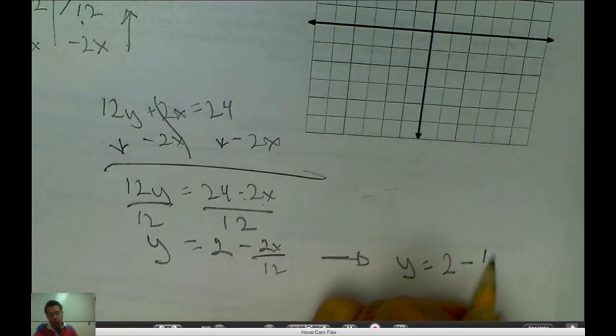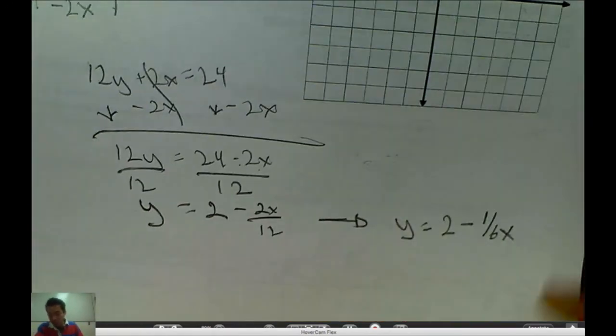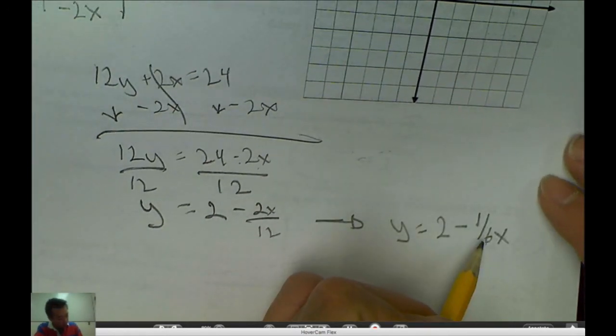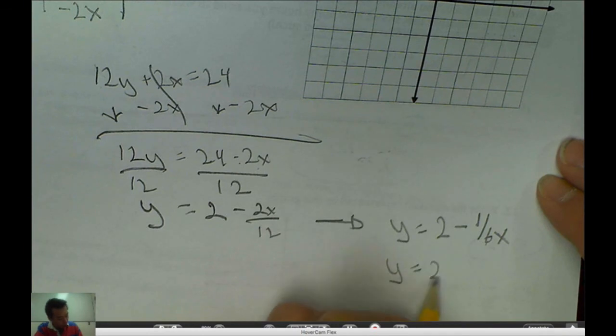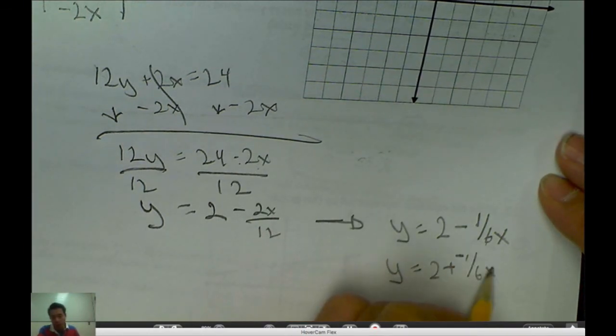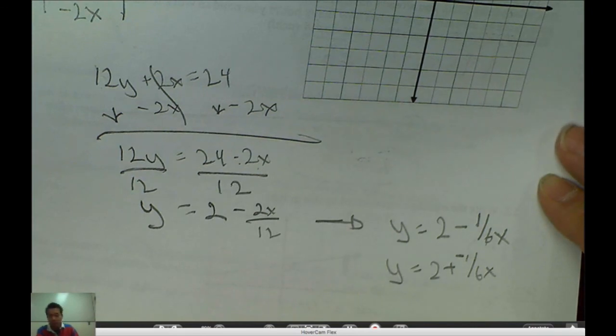Now there's something I want to quickly tell you guys. Negative 1/6, it doesn't matter which one's negative, one of them is negative. If you feel more comfortable with that, go with something like this. 2 plus negative 1/6 x. That always works. That works the same way. There's my y-intercept and there's my slope.